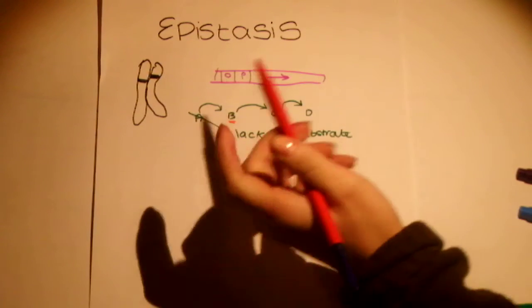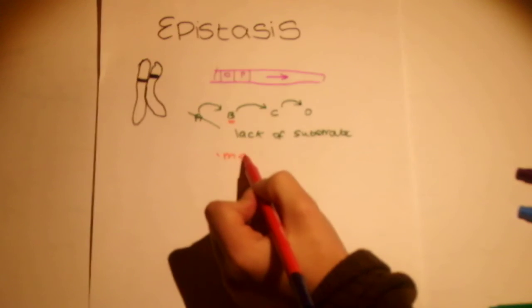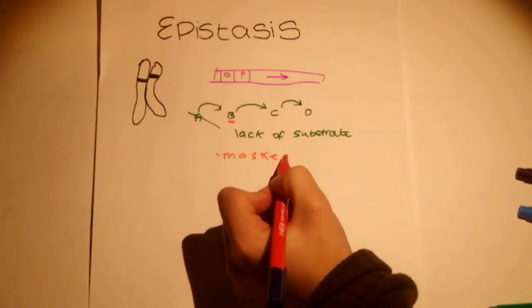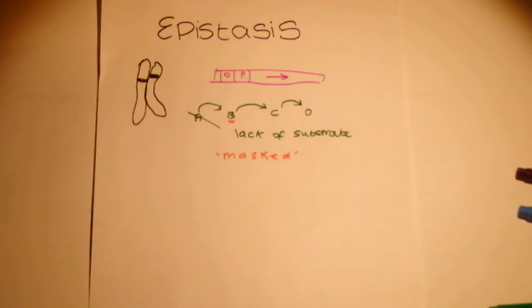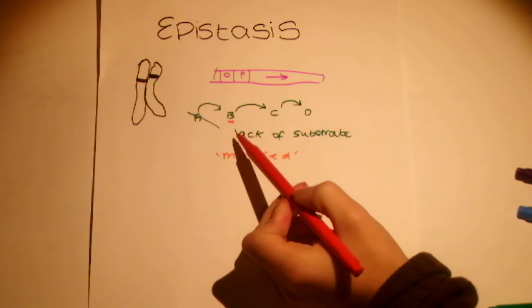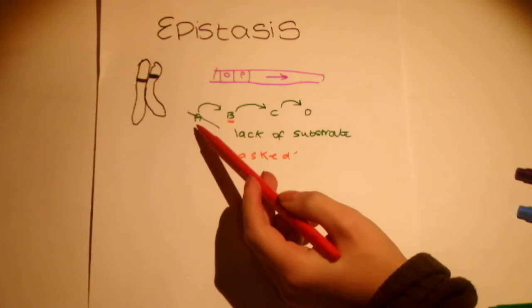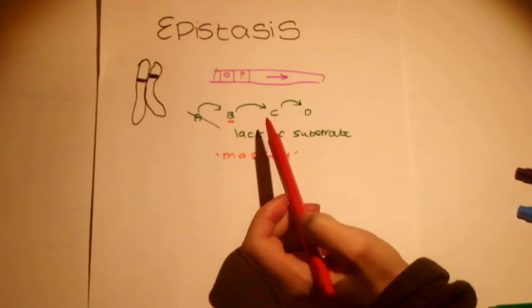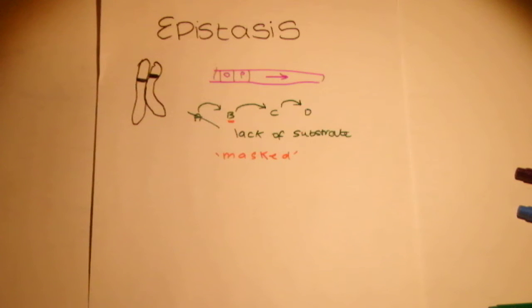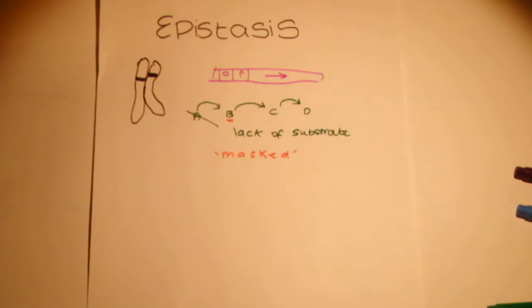This gene is said to be masked. This is how you say it's masked, by the lack of expression of the previous gene in the pathway. So gene B is masked by enzyme A, or the enzyme is masked because it's not there, and therefore it's not being expressed in the phenotype. A gene that is affected by another gene is called hypostatic, and the gene that affected the expression of the other gene is epistatic.